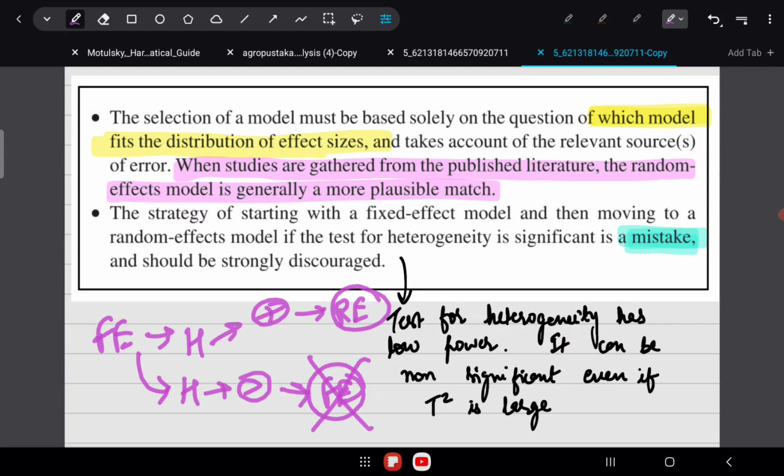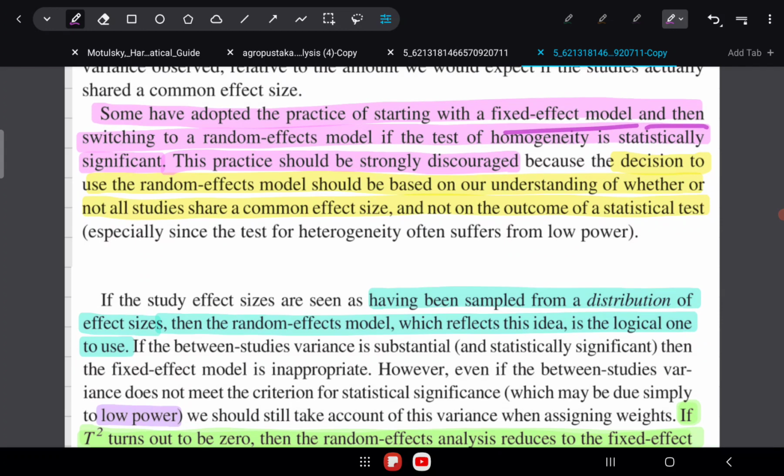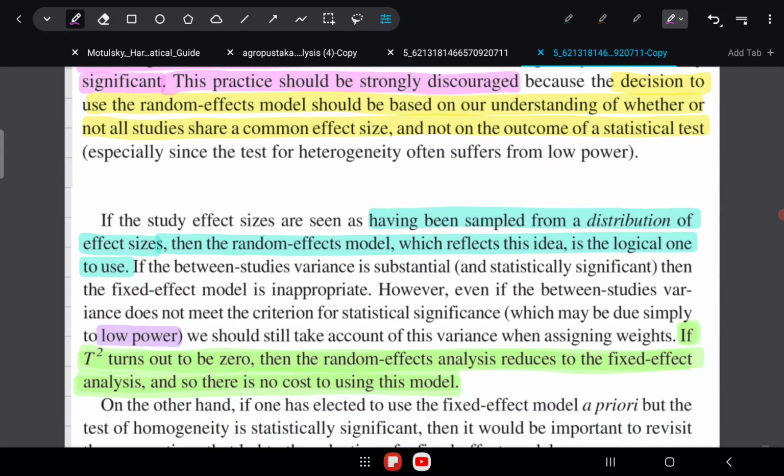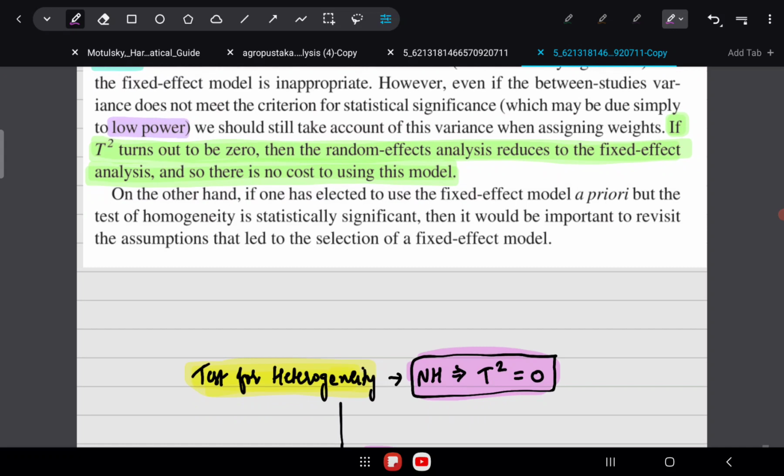The test for heterogeneity is not reliable. Basically it is a very low power test, and it can be falsely negative also. Just remember, it has a high false negative rate because of its low power. So you cannot rely on this test to tell you whether there is heterogeneity or not. Okay, so don't go for this approach. Your decision should be based on your understanding of the distribution of the effect size. That is the most important point. So I'll tell you one simple algorithm.